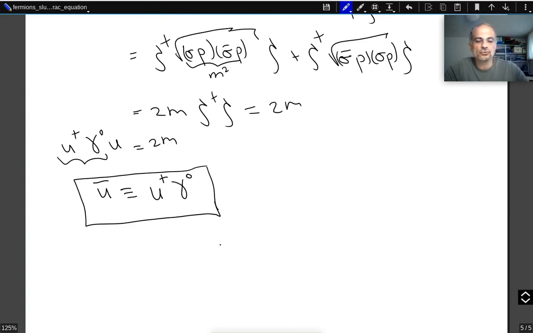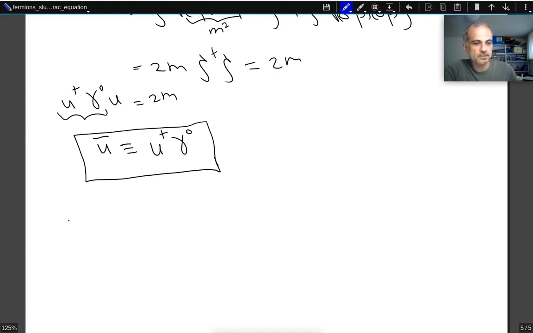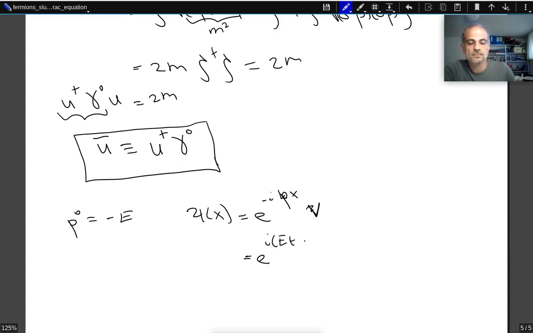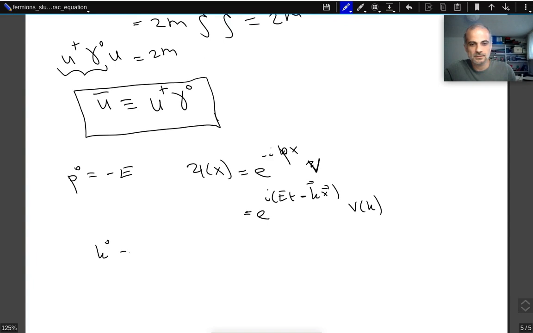Now let's look at the negative energy solutions. So we have P0 equal to minus E, and for psi of x we are looking for a solution of the form e to the power I E t minus k dot x, times v of k. Now k0 is E, it is still positive energy, and k in this definition is actually minus p.